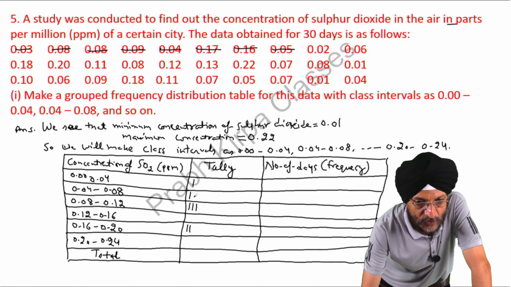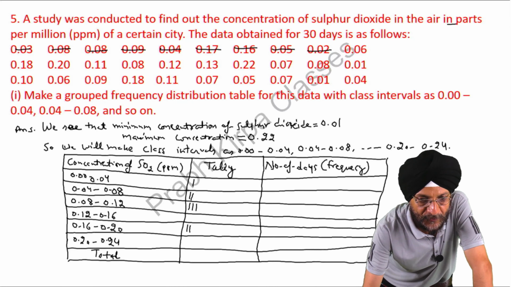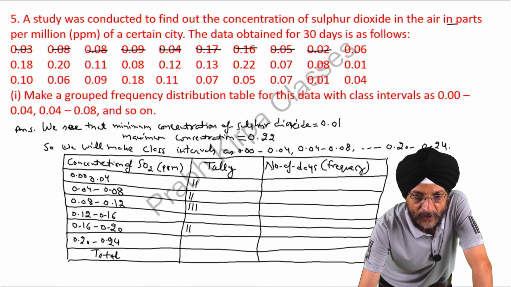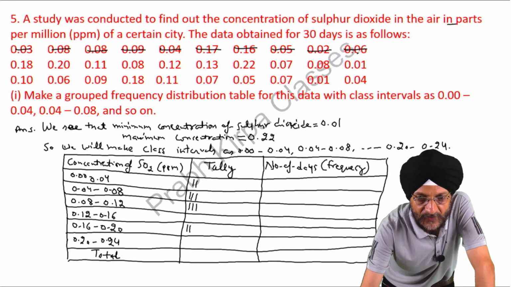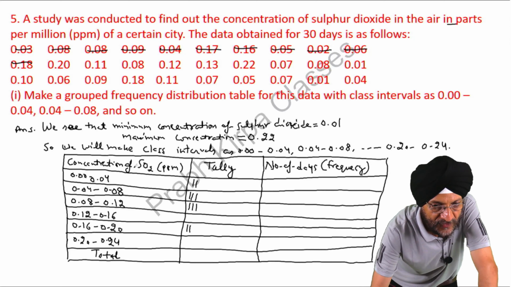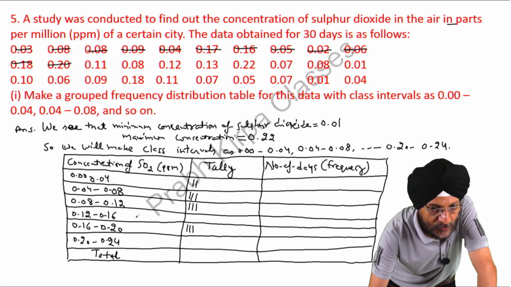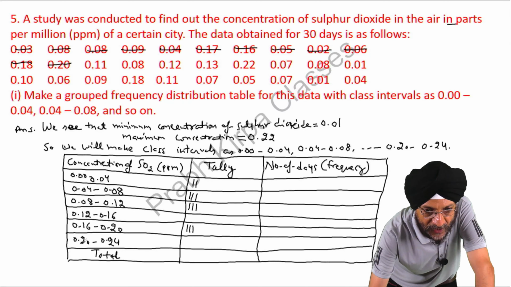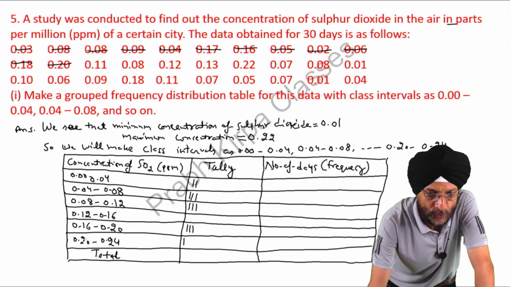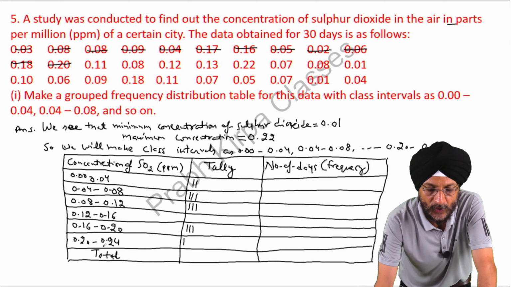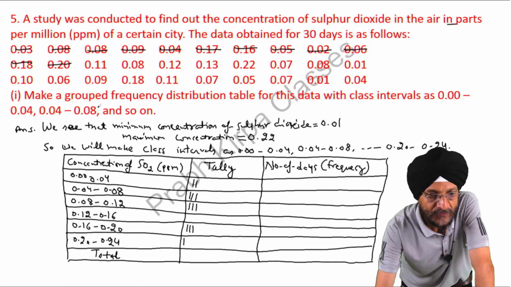0.05. This is the 0.05. 0.02 here. 0.06 will fall here. 0.18 will fall here. 0.20 will not be counted here, it will be counted here, because anything which is equal to 0.20 or more than that but up to 0.24 will fall here.